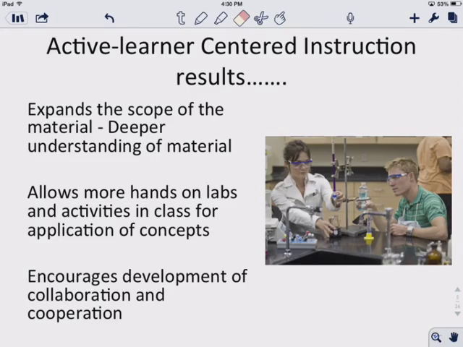This also allows us to do hands-on labs and activities in class. We'll learn about something, go a little bit deeper in class, and then do more hands-on labs. We'll try to spend 2 to 3 days a week in the lab, so that we can spend time actually doing what we're learning and performing laboratory experiments. It also encourages the development of collaboration and cooperation, so that you can spend time in class working with your peers in lab settings and on projects.